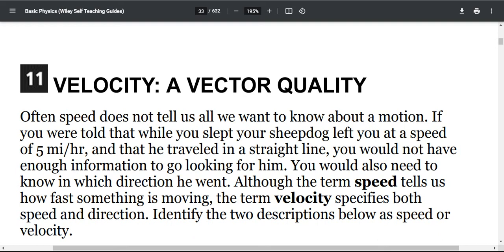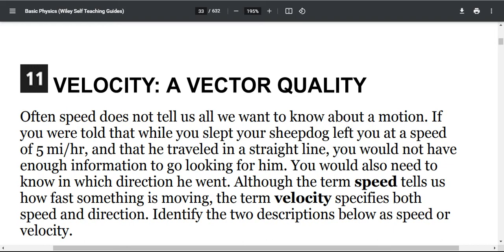Although the term speed tells us how fast something is moving, the term velocity specifies both speed and direction. What is the difference between speed and velocity? Speed just tells us how fast an object is moving, but the term velocity specifies both speed and the direction.